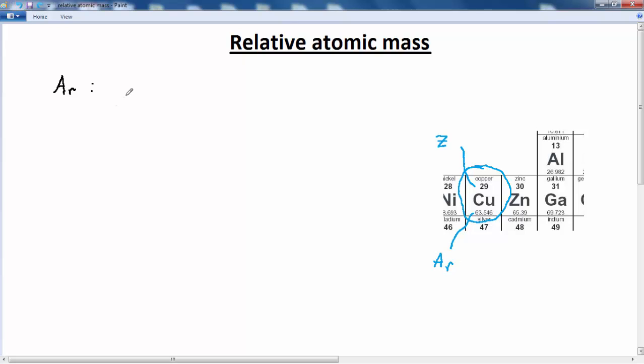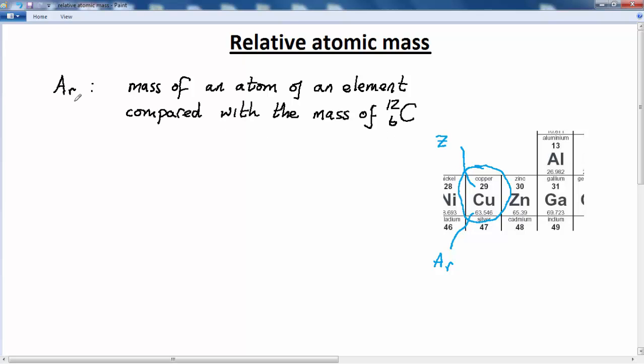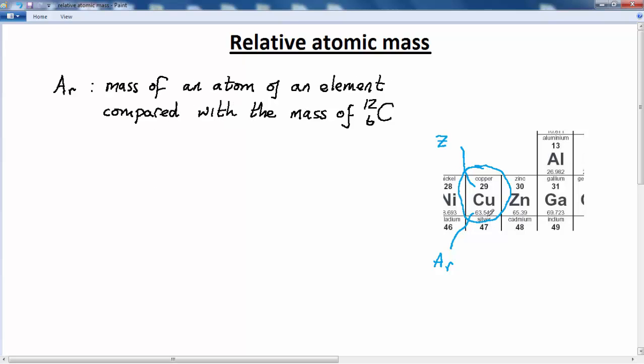So what is the relative atomic mass? Well, it's the mass of an atom of an element compared with that of carbon-12. Hence we use the term relative. Now you'll notice that on the periodic table here we've got 63.546, then 65.39, then 69.723. You'll notice that these relative atomic masses are very, very rarely whole numbers, and the reason for that is that they are in fact the average of the mass of the isotopes of each element.